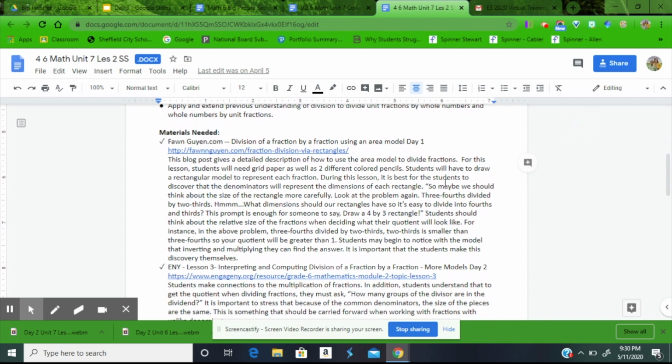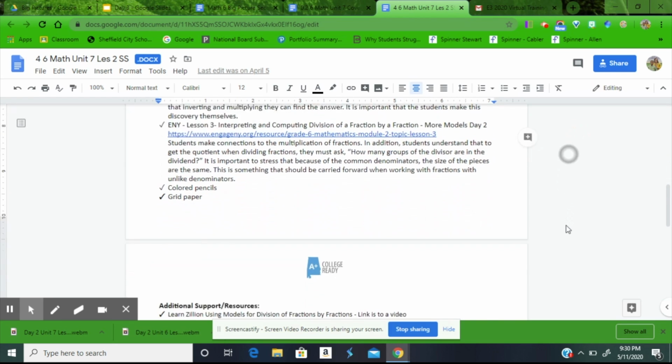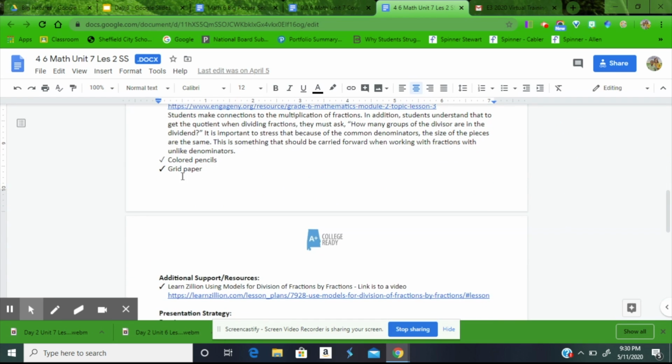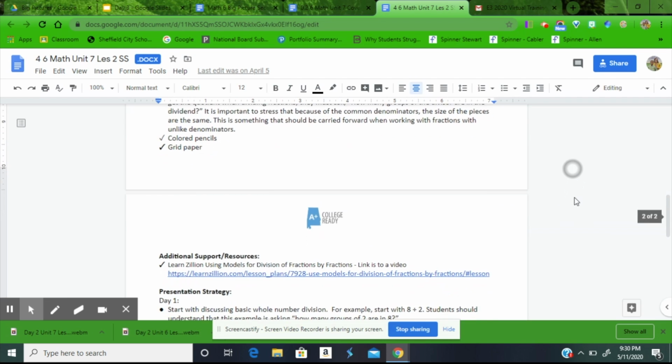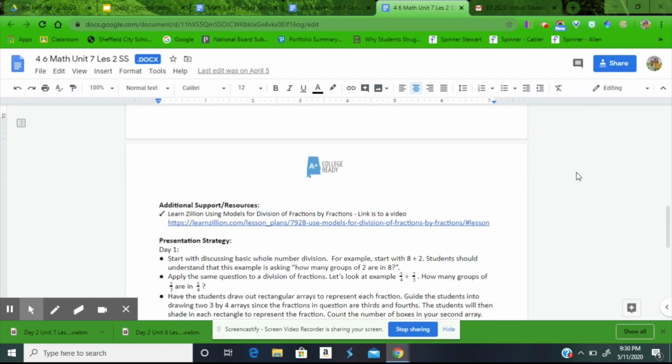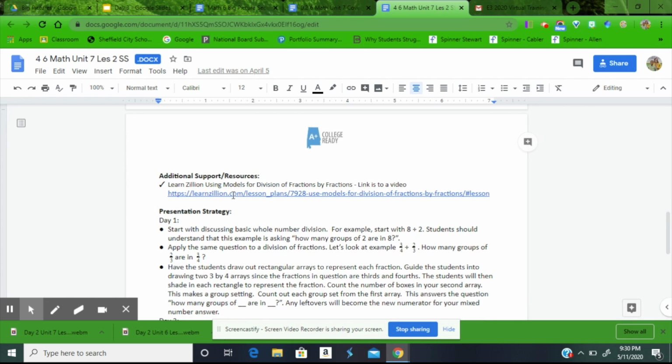Materials needed, you'll find that next, along with a description. Also, pay close attention, make sure you're seeing the colored pencils, grid paper, or any other materials you'll need to complete this lesson. And then you have your additional support and resources.